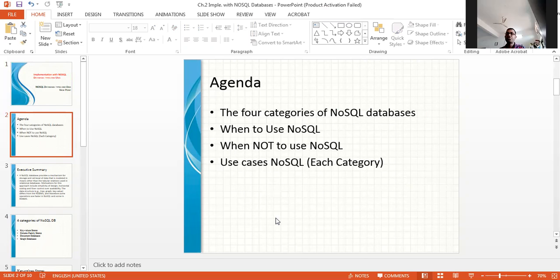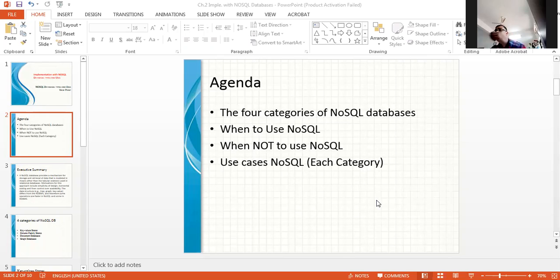The points to be covered within these sessions are the four categories of NoSQL database, when to use NoSQL, when not to use NoSQL, and use cases of NoSQL. That is, for each category.